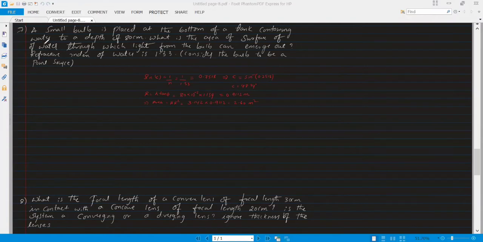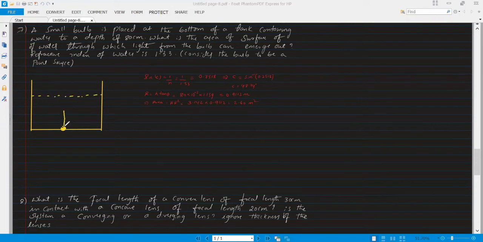Okay, this problem is very similar to the fourth problem we have solved before. That is, a small bulb is placed at the bottom of a tank. Once again, consider there is a tank here. Inside this tank, at the bottom, there is a small bulb placed, consisting of water to the depth of 80 centimeter. This time the height is changed; in the earlier problem it was 1 meter, now it is 80 centimeter.